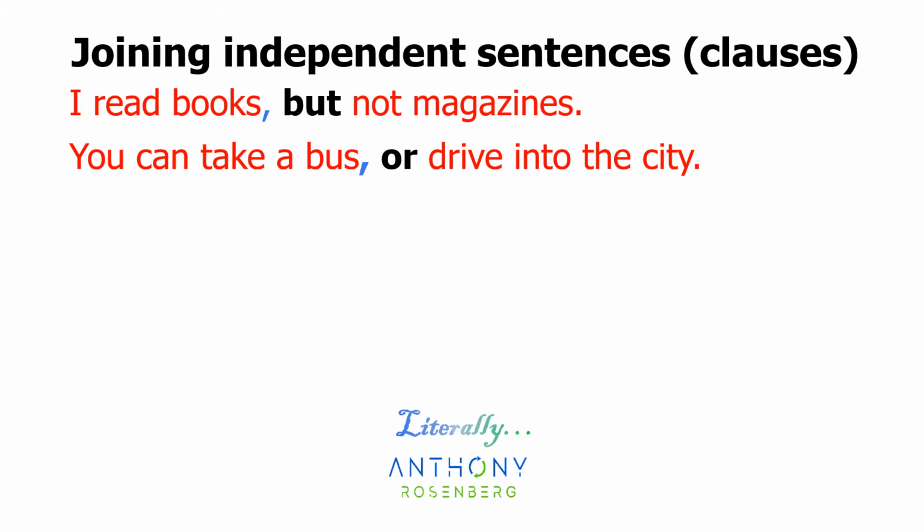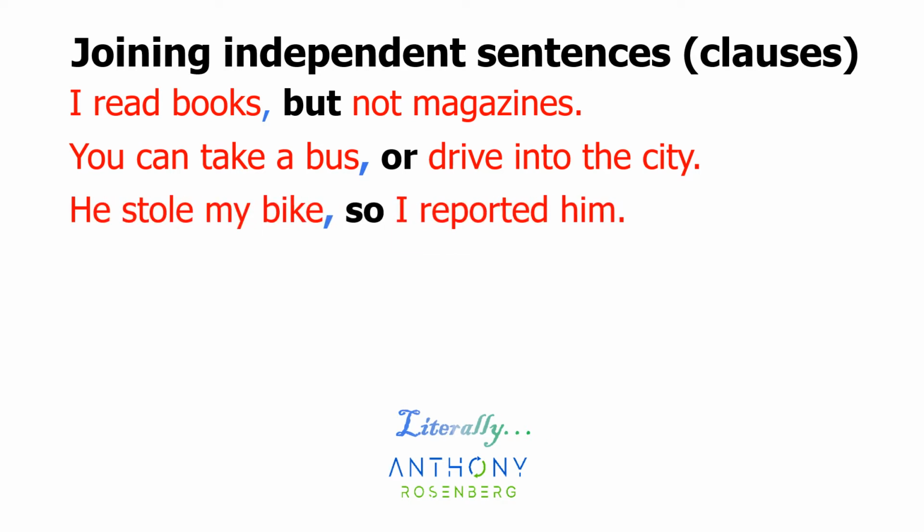Or is a coordinating conjunction that generally requires the comma, even if the second subject, you, here is in ellipsis. He stole my bike, so I reported him. You may remember before that I spoke about so, and for it to be a coordinating conjunction, it needs to mean therefore. So the meaning here is, he stole my bike, therefore I reported him. So in this case, the comma is correct.